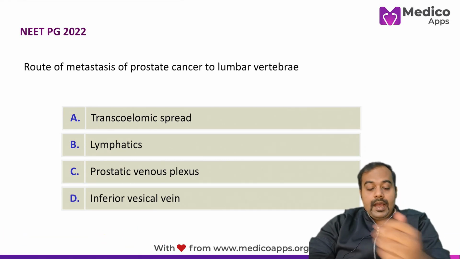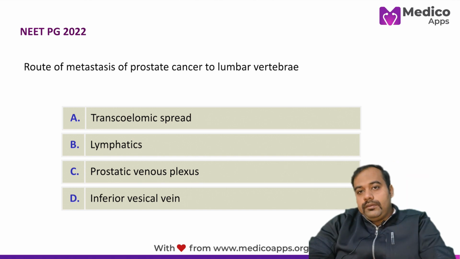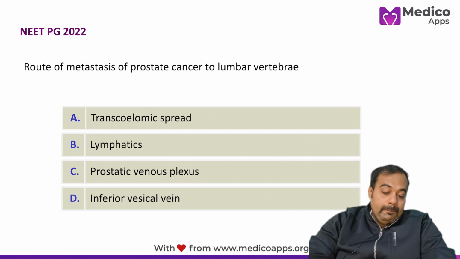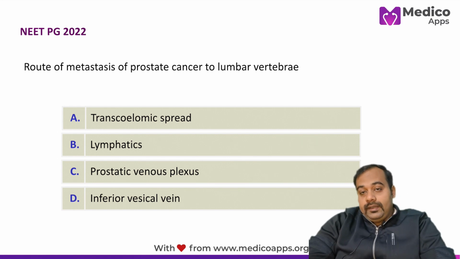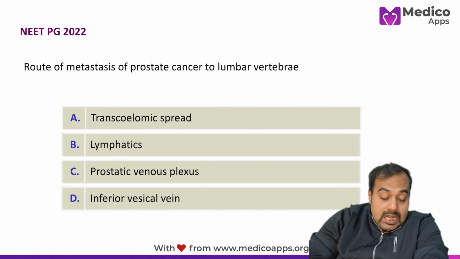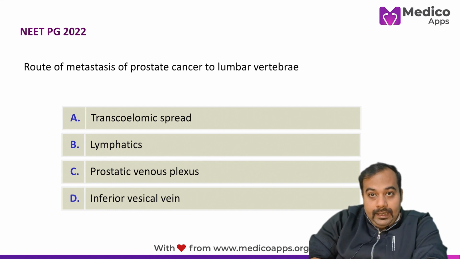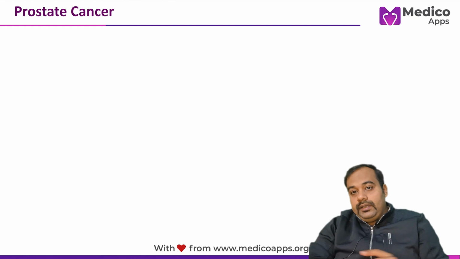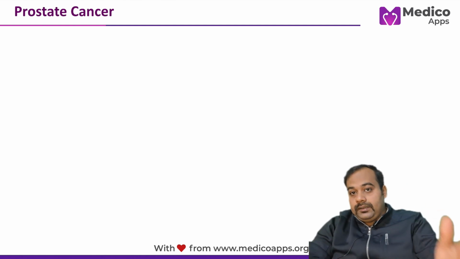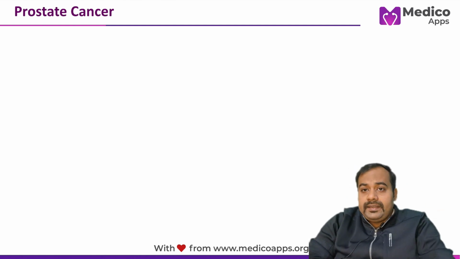This question has been asked in the NEET PG 2022. Now here the question is: the route of metastasis of prostate cancer to the lumbar vertebrae is? The options are transcoelomic spread, lymphatics, prostatic venous plexus, and inferior vesical vein. Let's try to understand; the prostatic venous plexus is going to be the answer here.